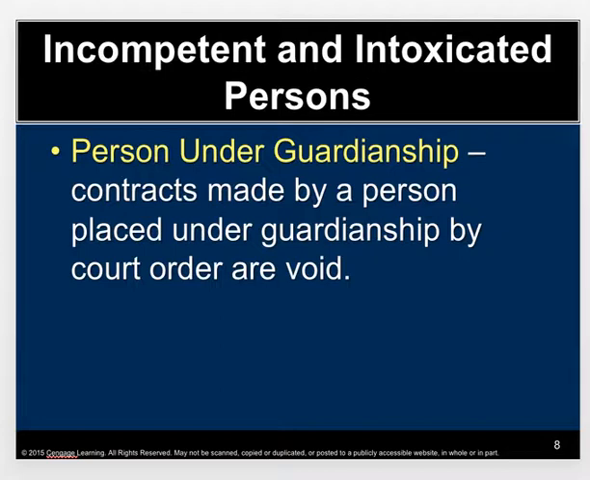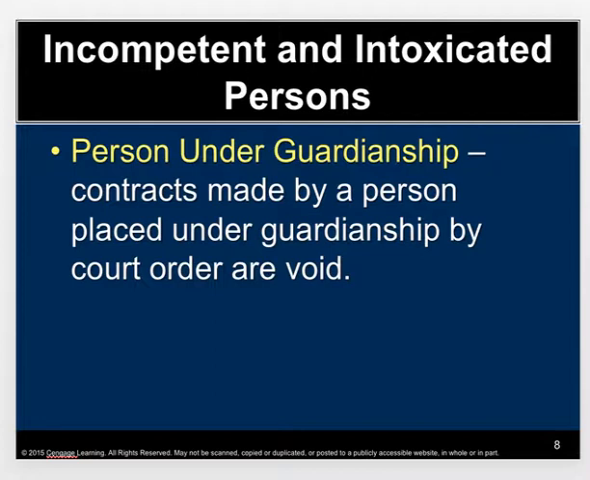What about incompetent and intoxicated people? Well, the law makes a small distinction between people that are under guardianship and those that are not. What do we mean by people under guardianship? What that means is that the person is so incapacitated that they cannot make their own decisions or really understand what's going on. And so the court appoints a guardian to protect their interests and to make decisions for them. So contracts made by a person placed under guardianship by court order are void. So in other words, most guardians are appointed by the court, and that's what we mean by court order.